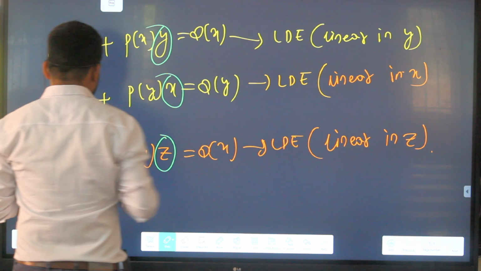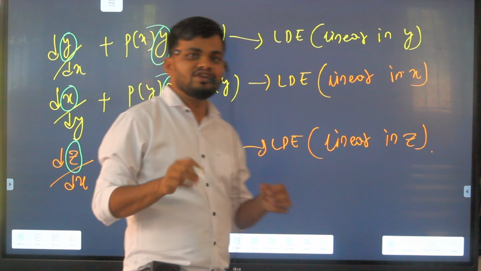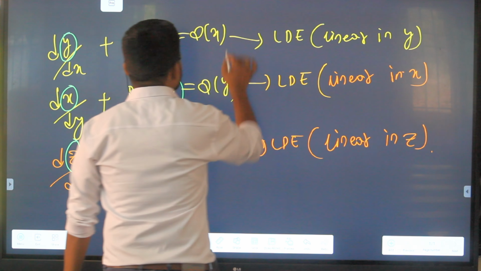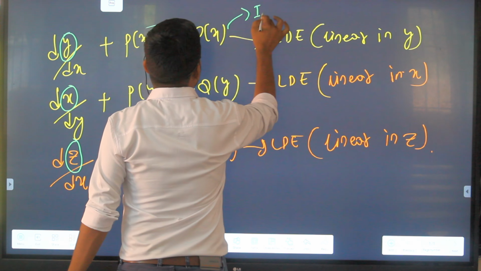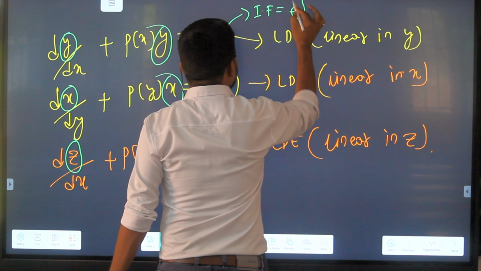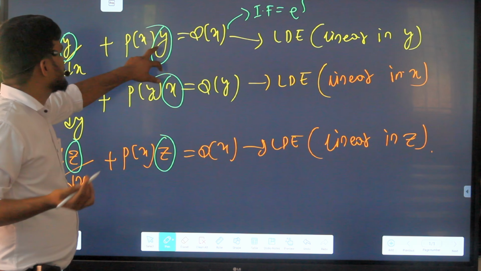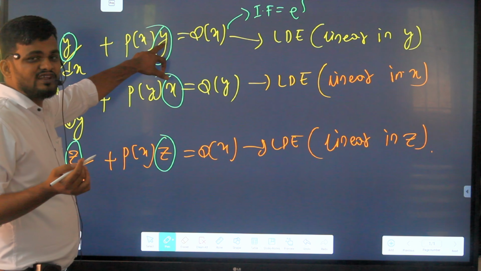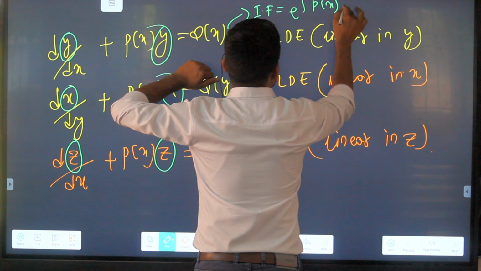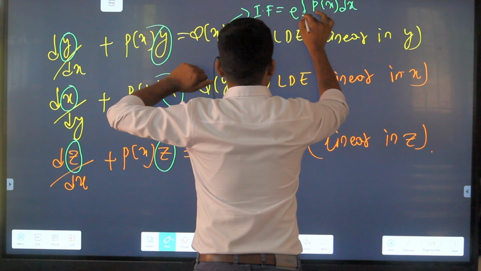In all the cases, what we need to do is find the integrating factor. What is that integrating factor? Suppose this is equation 1. The integrating factor for this equation is e to the power integration of the coefficient of the linear power of the dependent variable. What is the coefficient? P of x. So e to the power integration of p of x dx. This is the integrating factor.